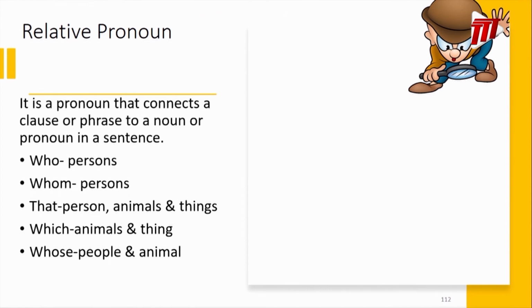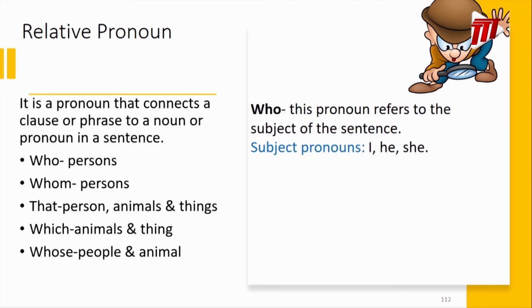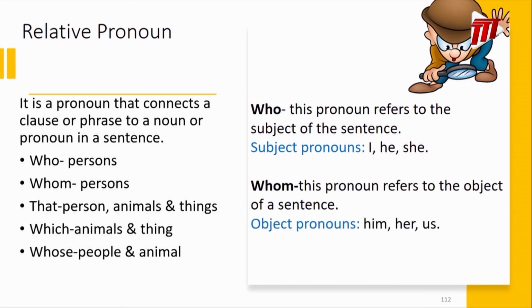And from your notes, you would know a relative pronoun is a pronoun that connects a clause or phrase to a noun or pronoun in a sentence. We use who for persons, whom for persons, that for persons, animals, and things, which for animals and things, whose for people and animals, and you must know this. All right? So who, this pronoun refers to the subject of a sentence, right? I, he, or she. Whom, this pronoun refers to the object, right? Him, her, or us.